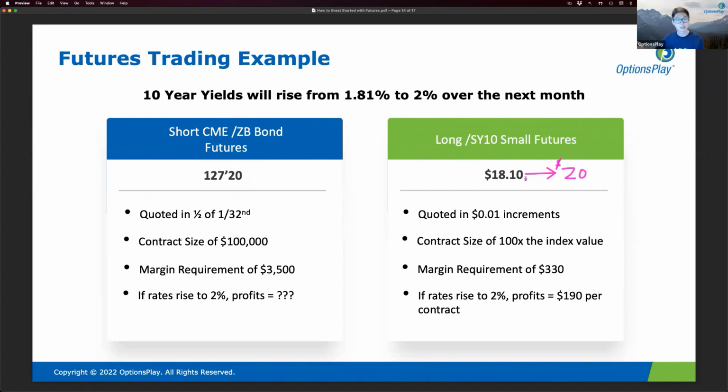And remember, TLT is a 20+ year bond ETF. It's not even the 10-year bond, but it's the most liquid equity product that we have access to, which is why we trade them. And we use options many times when we have a bearish view, which means that we have time premium that we're paying for.